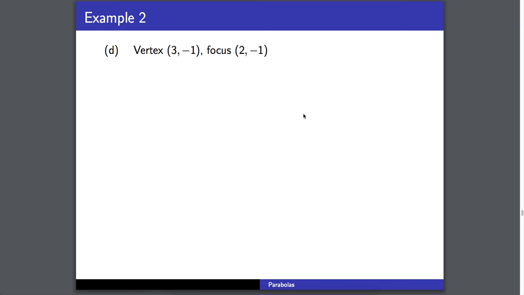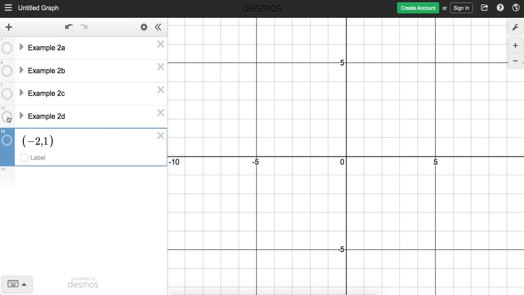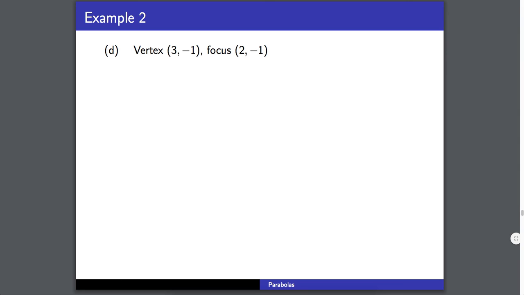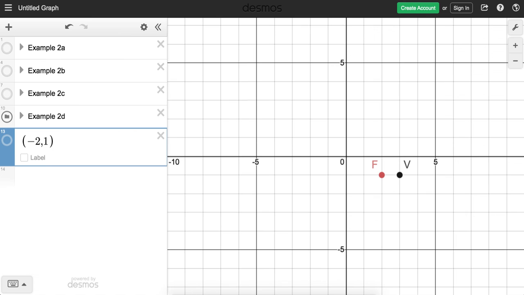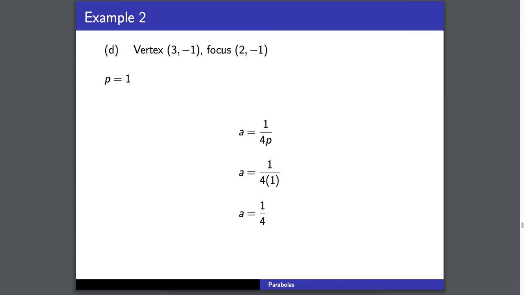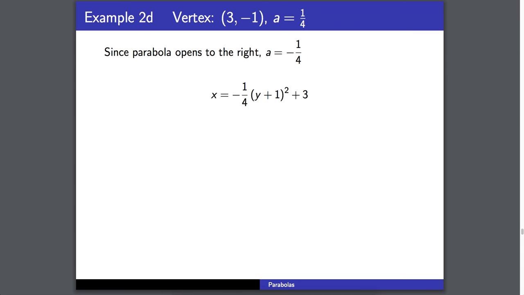All right, finally, part D. This time the vertex is at (3, -1). The focus is at (2, -1). So if we take a look at the graph of that, here's our vertex and focus. Our value of p, the distance between them, is 1. So p is equal to 1. So a is 1 over 4 times 1, which is 1/4. And because our focus has to be inside of our parabola, it's opening to the left. And if a parabola is opening to the left, that means the value of a has to be negative. So a is going to be -1/4. And we can write x equals -1/4 times (y plus 1) squared plus 3.